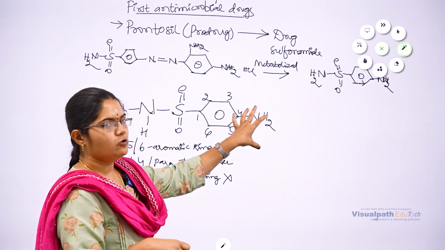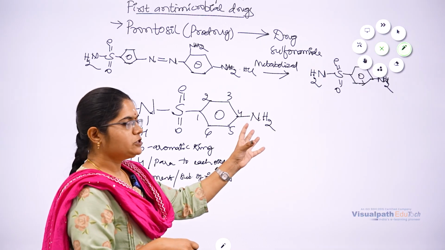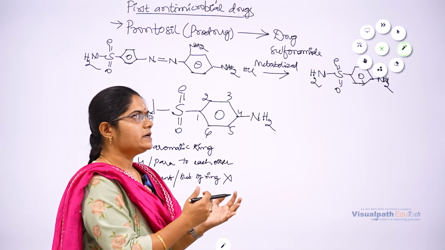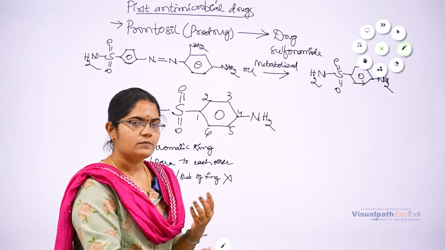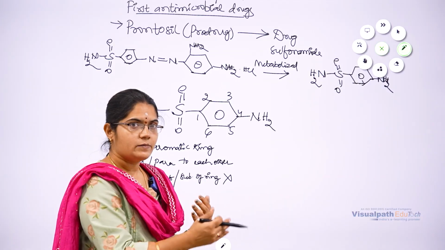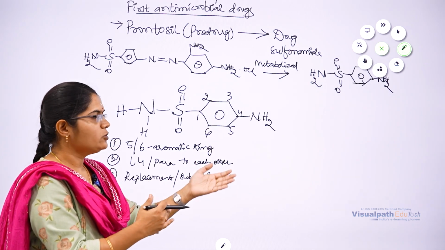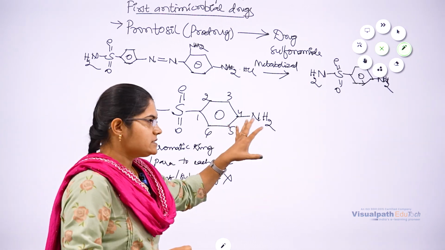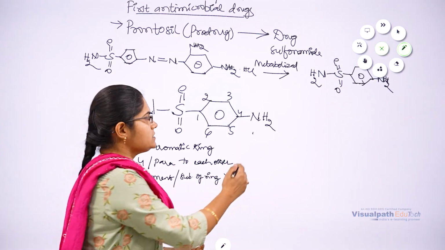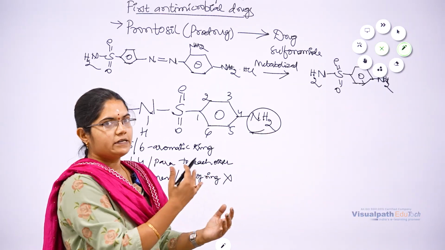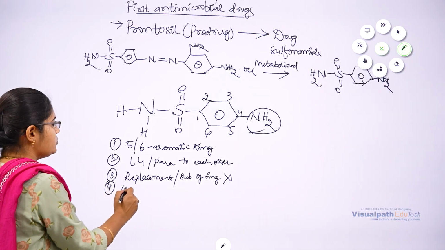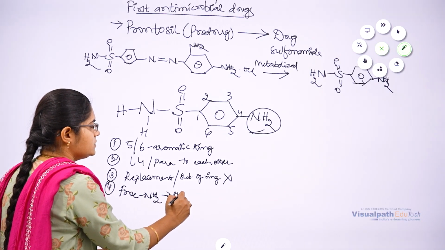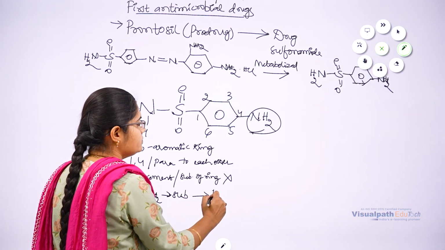So, this free amino group can be substituted by any other substituents. It means this amino group can be substituted by phthalyl, acetyl, and sulfamido groups. So this free amino group can be substituted by many groups because it is reconvertible. Once it is substituted, it can come back. So this amino group substitution can be reconverted.